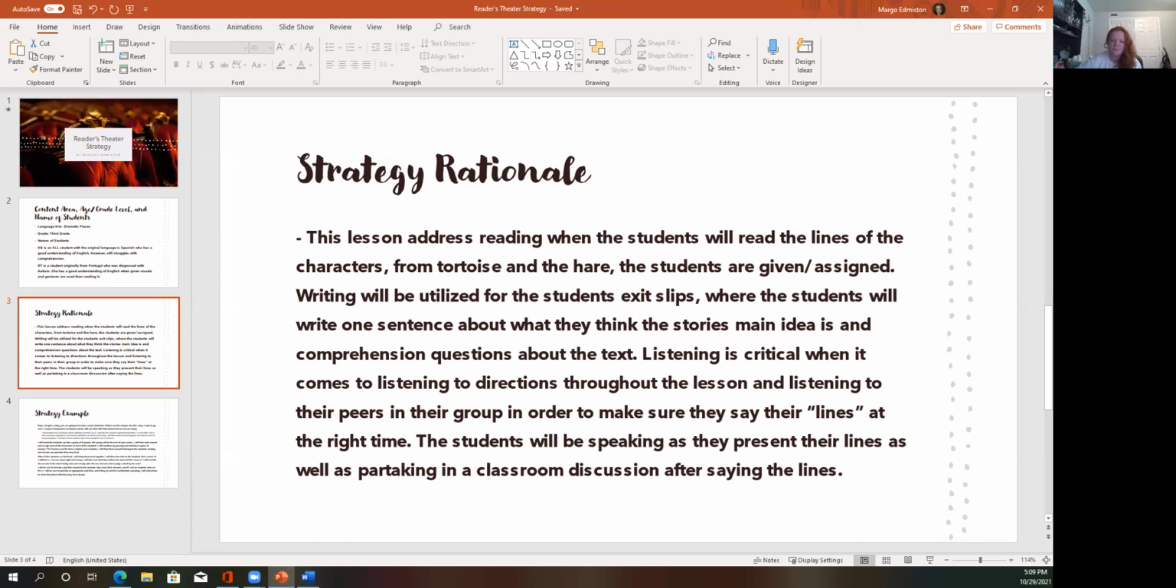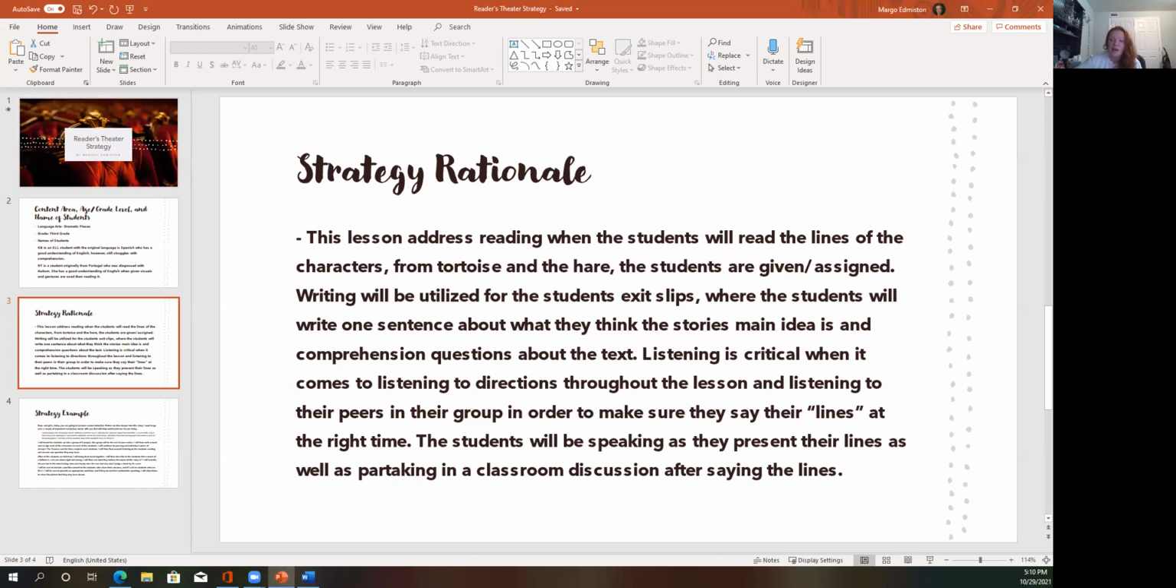A moral of the story that might be brought up would be don't judge a book by its cover, slow and steady always wins the race, and things like that. I will try to push the discussion to the moral of the story being slow and steady wins the race and don't judge a book by its cover.